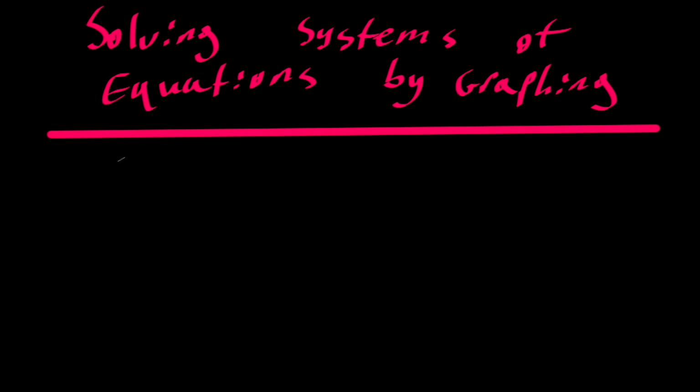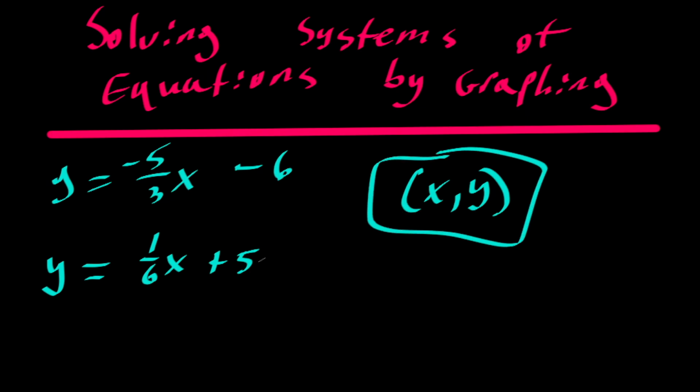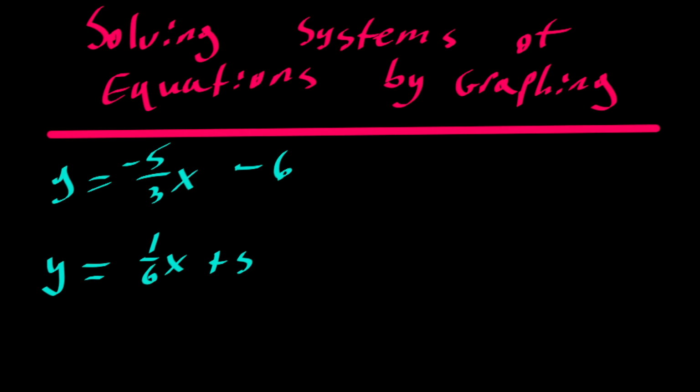In this video, we're going to look at solving a system of equations by graphing. And here's what we mean. There's going to be something like, which we'll do in this example in a second, y equals negative 5 over 3x minus 6. But then there will be another equation that says y equals 1 over 6x plus 5. Our job is to find the x and y that actually solves both of these. So the solution is an ordered pair, and the ordered pair will satisfy both of these equations. Okay, so that's what we're doing in short, but we're going to do it by graphing first.